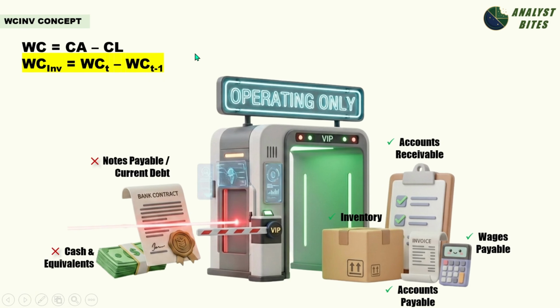But here is a catch, and this is where candidates often slip up. Not all current assets and liabilities make the cut. First, we must exclude cash from our current assets. Why? Think about it. The entire goal of the cash flow statement is to calculate the change in cash. Cash is our final destination. It is the result we are looking for, not a variable we use to get there. So we leave it out.